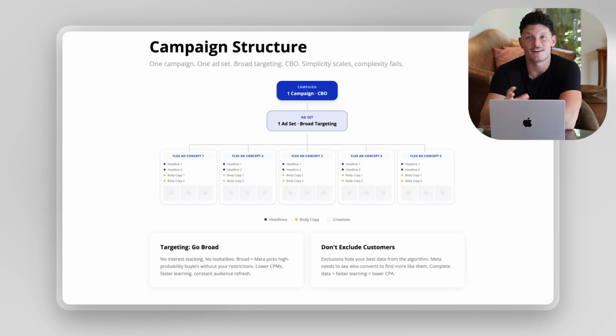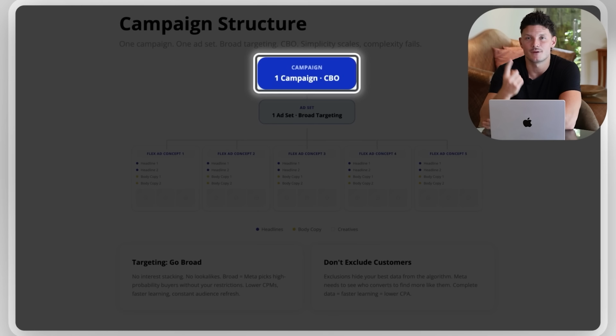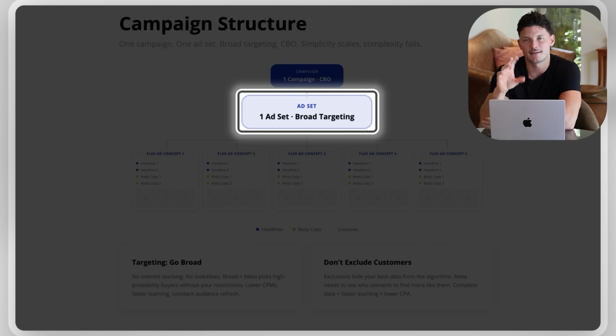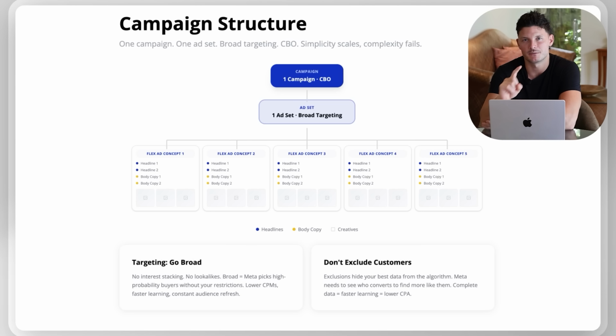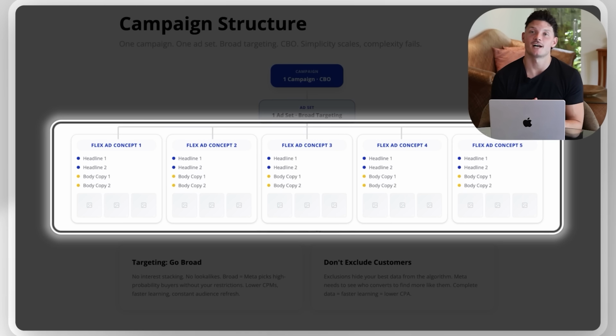So campaign structure, let's get into this. So we're going to set this up stupidly simple because it works. We're going to have one campaign, one ad set. We're going to go broad in the ad set and we're going to set the campaign to campaign budget optimization. We're going to load 3 to 5 of your best concepts that you came up with earlier.